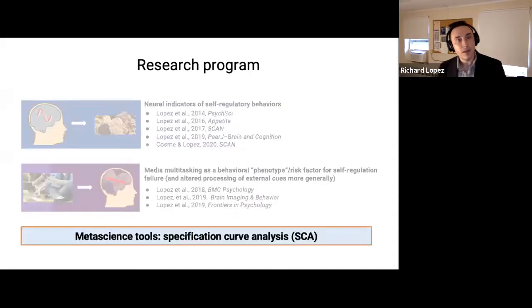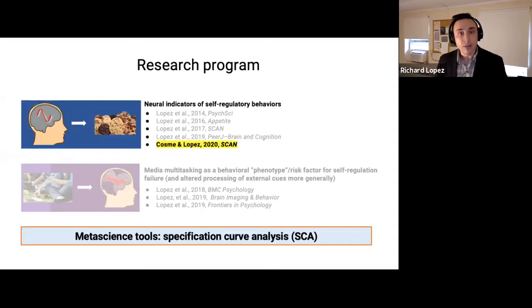Although, encompassing all of my research and thinking about how I will take my research going forward, I'm very keen to use various meta-science tools to improve the quality of my own science, but also to keep abreast of a really changing landscape in terms of methodology that's available to us as scientists. And today I'm going to talk specifically about specification curve analysis. And there is one paper in which my collaborator and I used this type of analysis, and I'll be getting to that later in the talk.